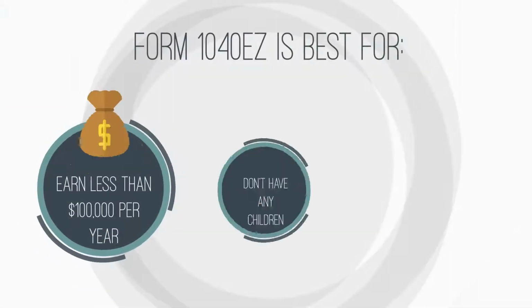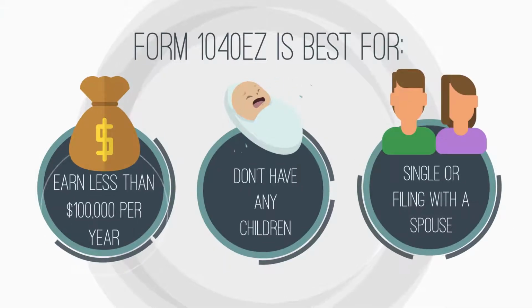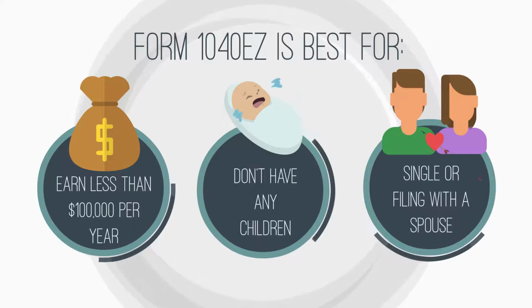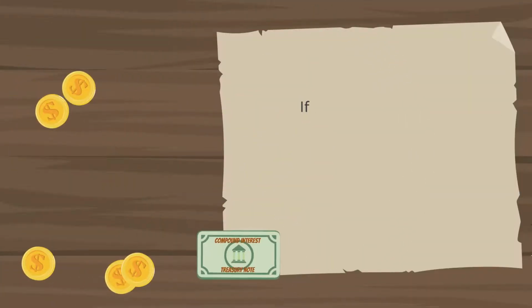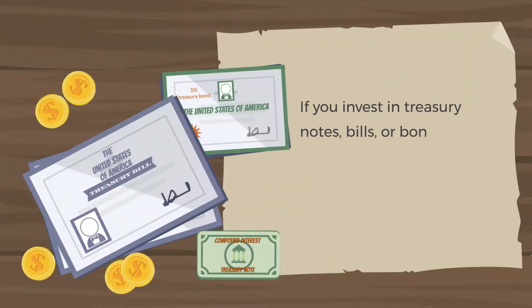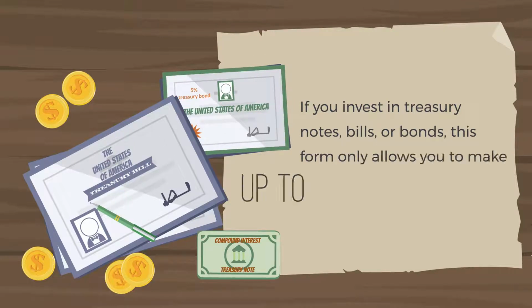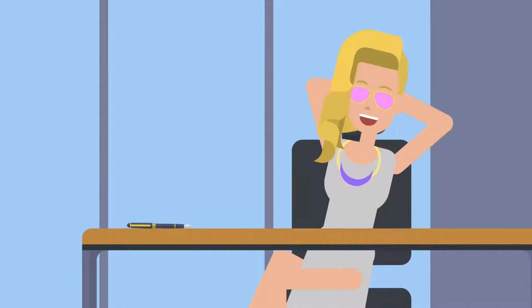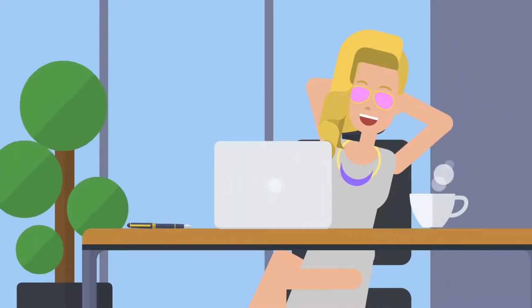Form 1040EZ is best for taxpayers that earn less than $100,000 per year, don't have any children, and are single or filing with a spouse. If you invest in treasury notes, bills, or bonds, this form only allows you to make up to $1,500 in interest. Most taxpayers that use this form are just starting out in the workforce and typically don't have much to report. So let's get started.